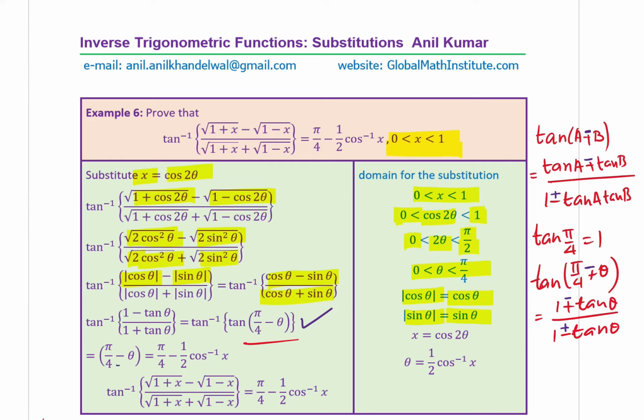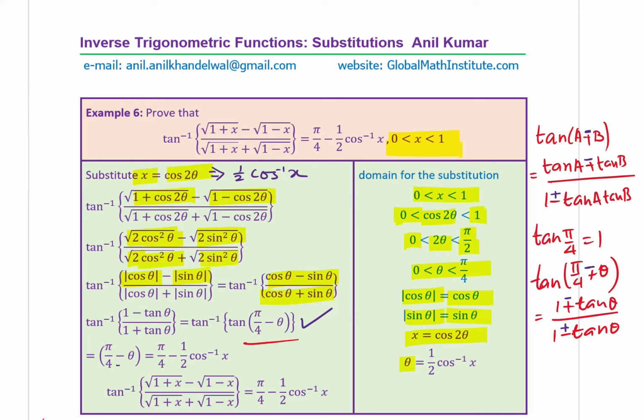Theta, from here you can calculate, is cos inverse of x divided by 2, which is half of cos inverse x. So we replace theta with that, and we get our result as pi by 4 minus half cos inverse of x as the answer. Clear? That is how we are going to solve it. I've also shown the calculation: x equals cos 2 theta. Theta is equal to, sorry.